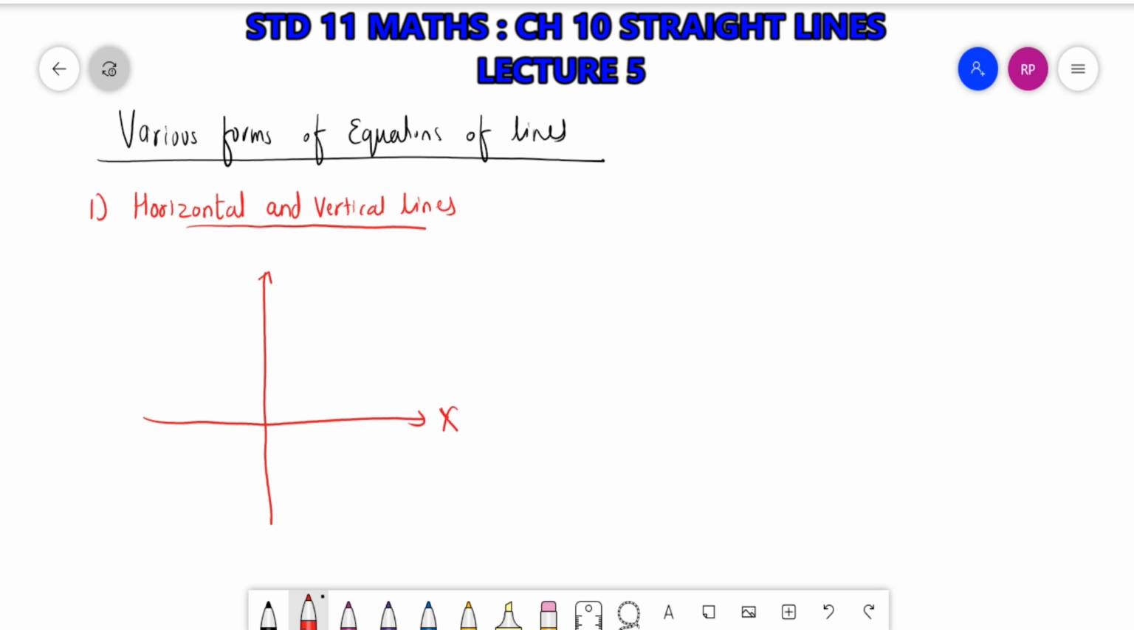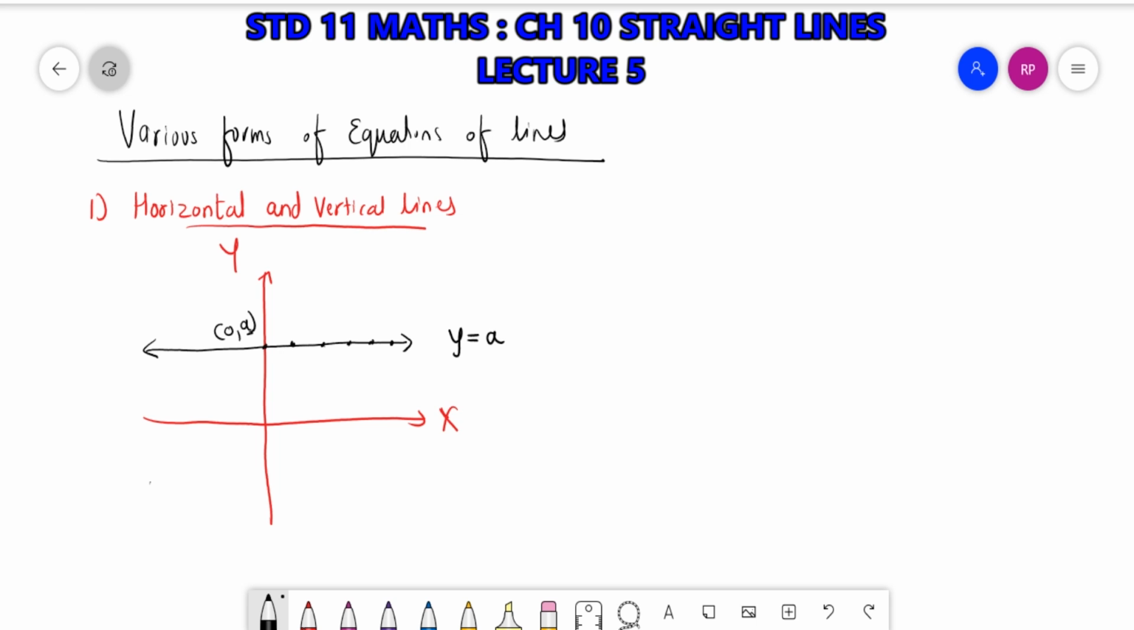Let this be the x-axis and y-axis. So see, if I draw a horizontal line, meaning parallel to the x-axis, let's say this point is (0, a). Clear? Then the equation of this line will be y is equal to a, because at every point on the line, the y coordinate will be fixed, that is a. The x coordinate will vary, but the y coordinate will be fixed. So the equation of a horizontal line will be y equal to a, where a is any numeric value.